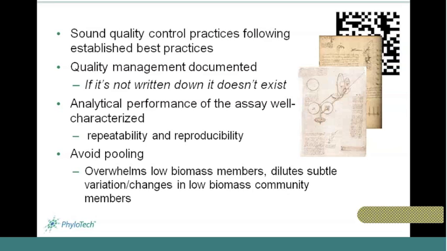Secondly, quality management documentation. I use this image of Leonardo da Vinci's notebook. If Leonardo wouldn't have written things down, we wouldn't have any idea that any of these wonderful ideas existed. And so I'm really a stickler for tracking and making sure that you know the location of every sample at all times. Sample mix-up can kill a study, and that's why I also have on this slide a barcode. It's really important to have a tracking system in place, especially to build on.